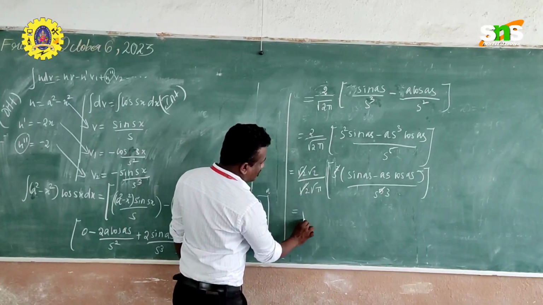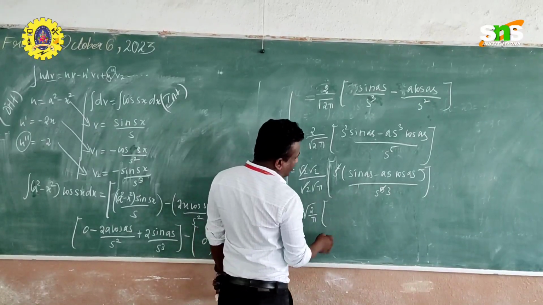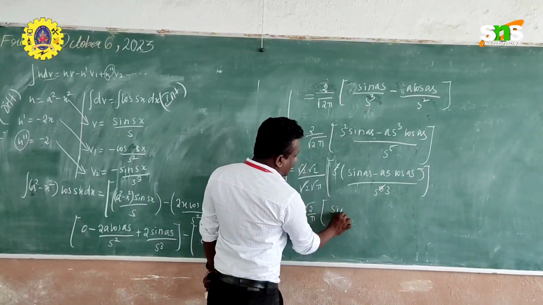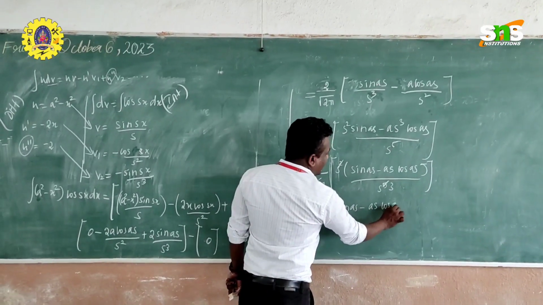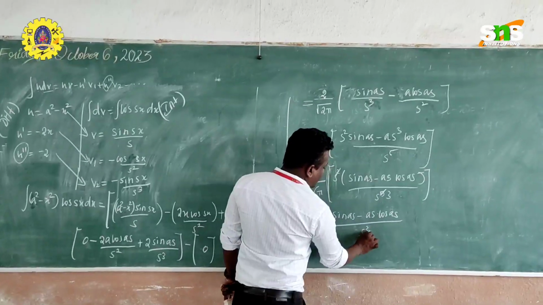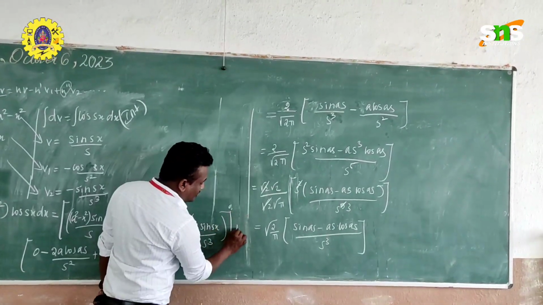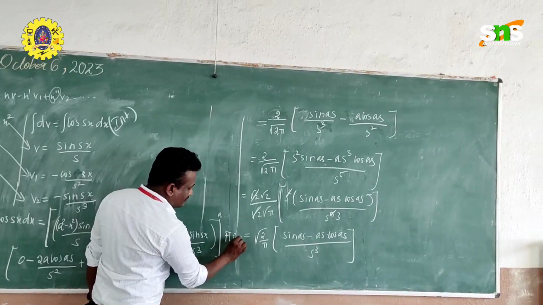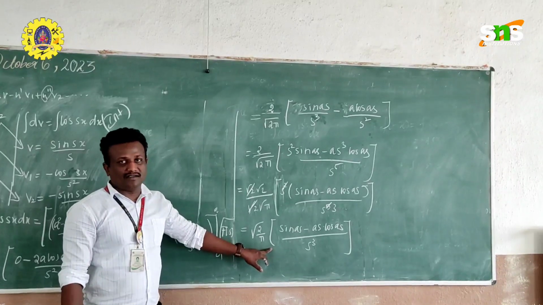Root 2 will be cancelled. The whole, this can be written as 2 root pi. Then write the remaining term. What is the remaining term? Sin as minus as cos as, the whole divided by s cube. This is our Fourier transform f of s. F of s is equal to, this is our expected result.